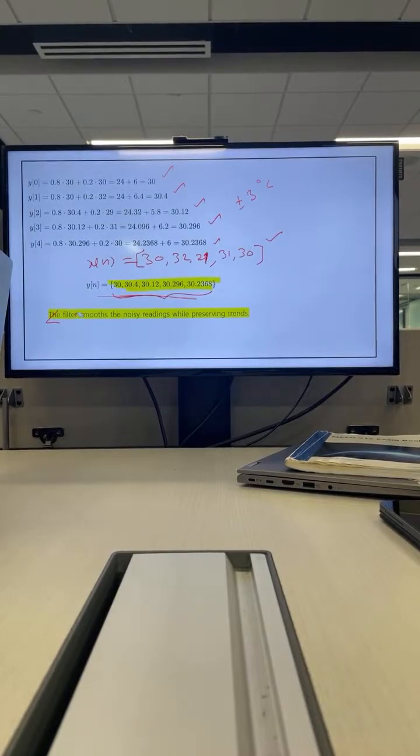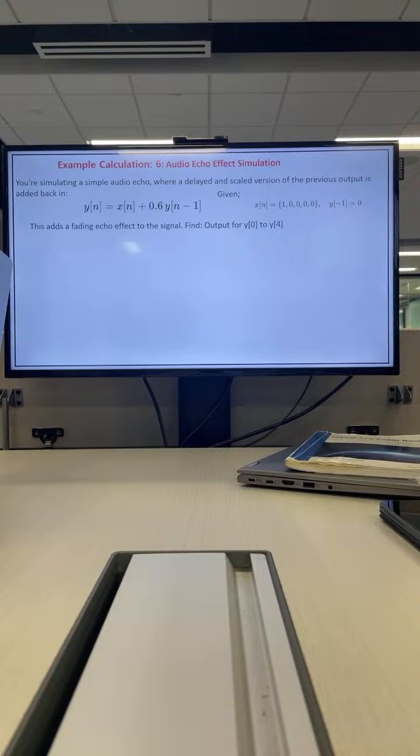Okay. So now what happens here? The filter smoothens the noisy readings, but preserves the data itself. Now similarly you can apply it for an audio echo effect. This is another filter. This is an IIR filter, x of n, y of n is given.